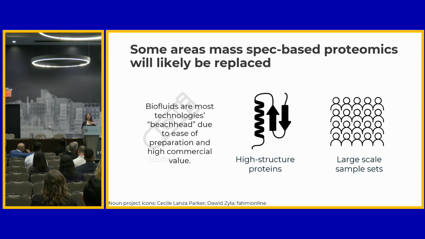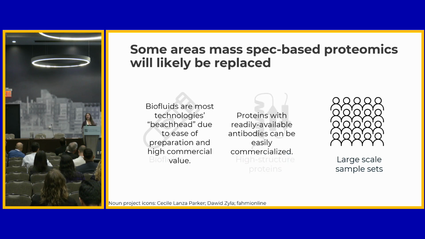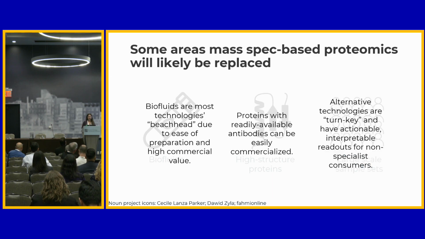So in biofluids, there are millions, billions of dollars being poured into other technologies other than mass spectrometry, and even our mass spec vendors recognize this, right? Thermo bought Olink. They see what's coming, and they've already made their bets to diversify, that mass spec is going to be replaced in these capacities by Olink. High structure proteins, these readily available antibodies, it's going to mean it's very easy to commercialize other technologies.